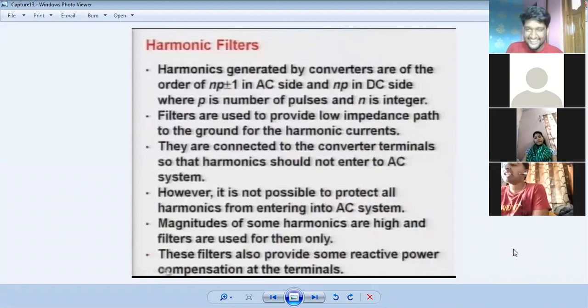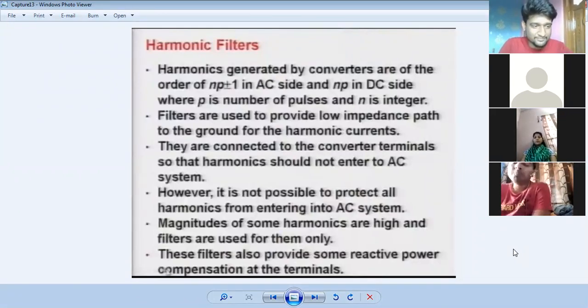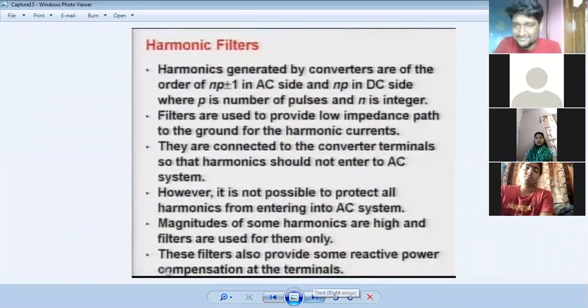Next, the magnitude of some harmonics is very high and filters are used only for them. This filter also provides some reactive power compensation at the terminal, which means it can also control the reactive power. So these are the benefits of using a filter in the HVDC transmission line system.